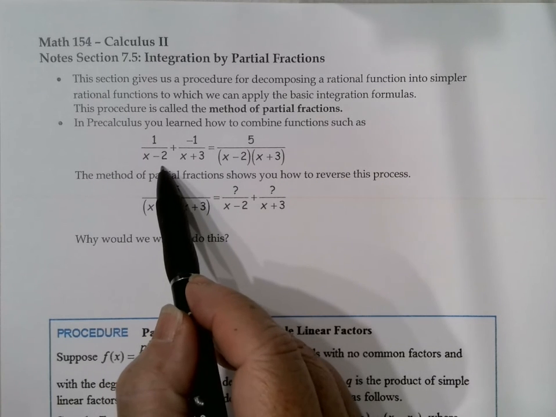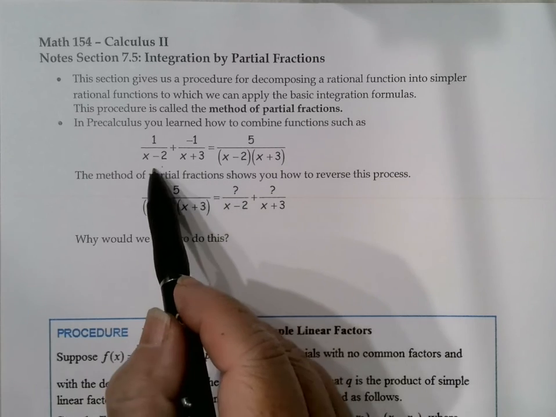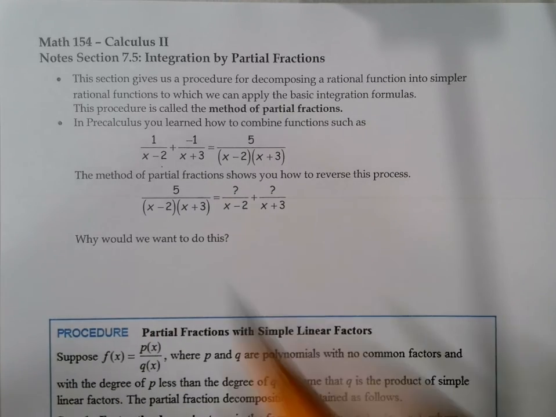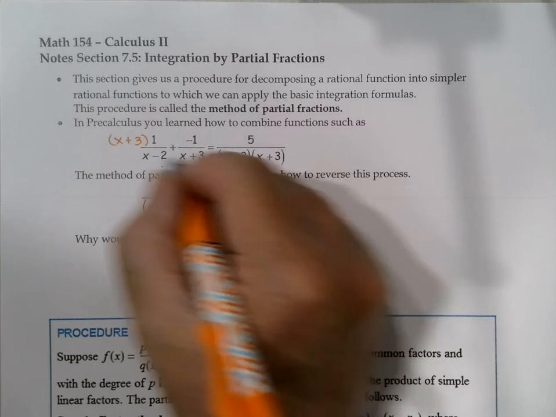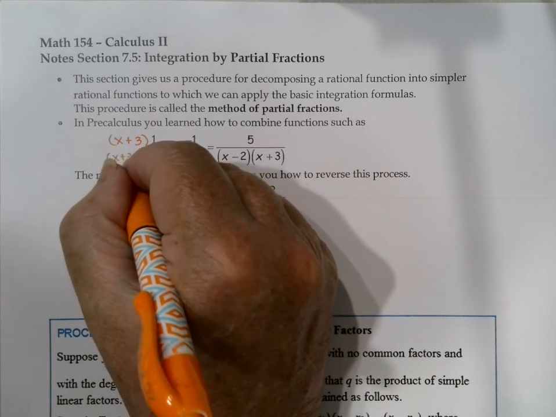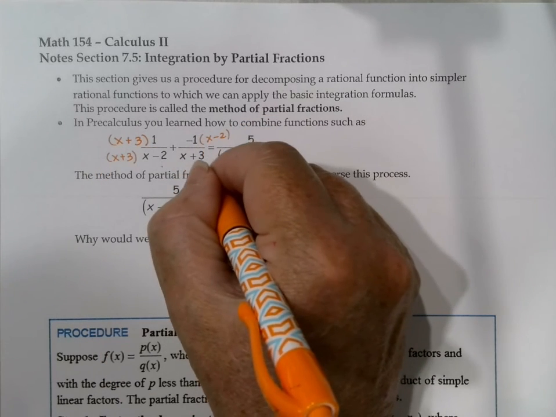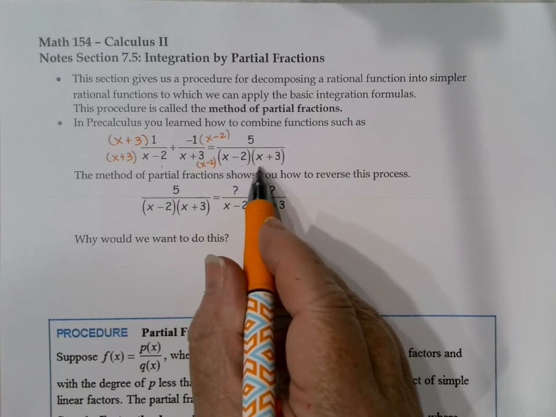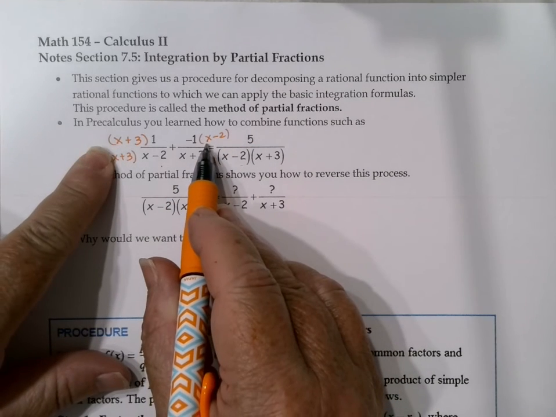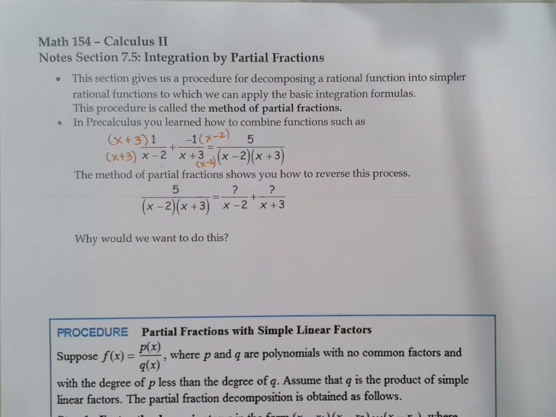In pre-calc, we learned or reviewed how to add two algebraic fractions, right? You would have had to get a common denominator here. You would have multiplied this one by x plus 3 over x plus 3, and you would have multiplied this one by x minus 2 over x minus 2 to get that LCD. And then the x minus x would be 0, and 3 plus 2 gave us the 5. So you learned how to add those algebraic fractions.